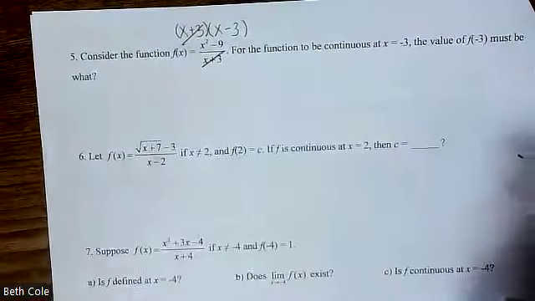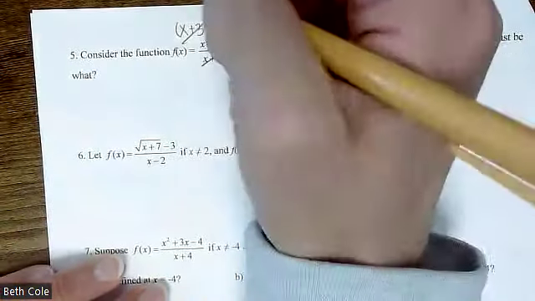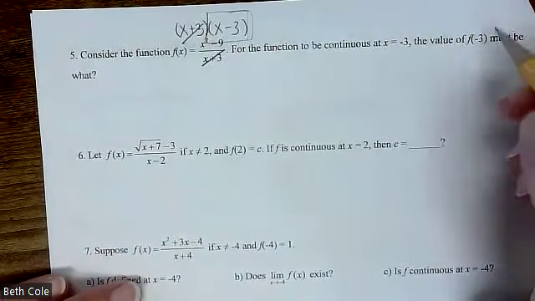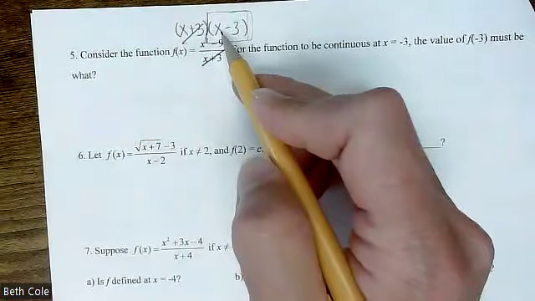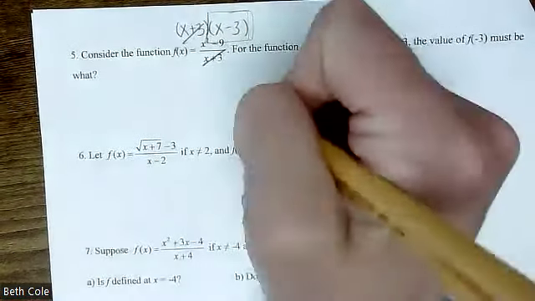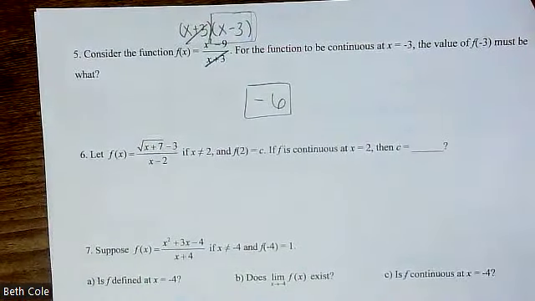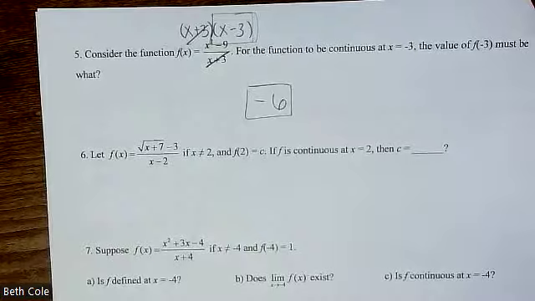Those cancel. That means there was a hole. That's why it wasn't continuous, because there was a hole. And then what are you going to plug into what's left, do you think? -3 is the value that we want to plug in. So if you plug in -3 there, -3 minus 3 is -6. And that's the answer. You're finding what the y value of the hole was, is what's going on there.